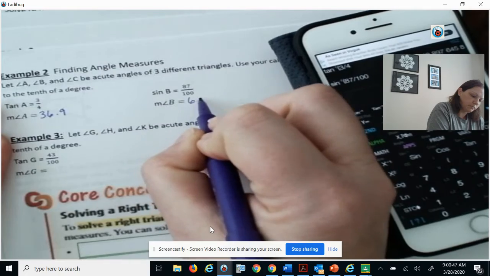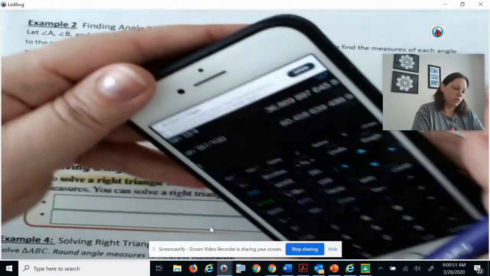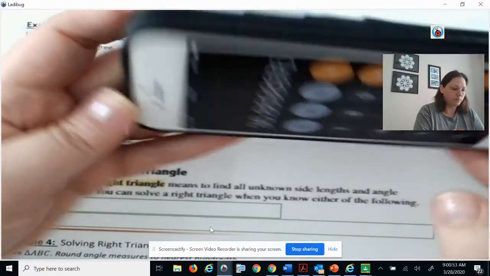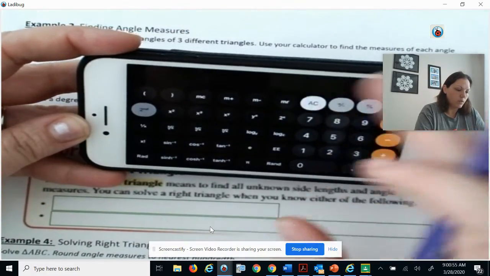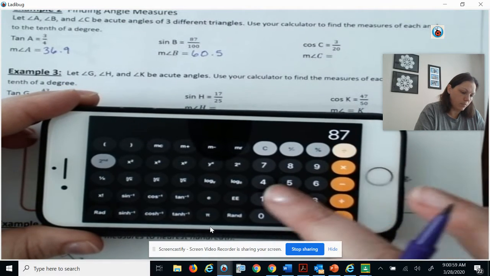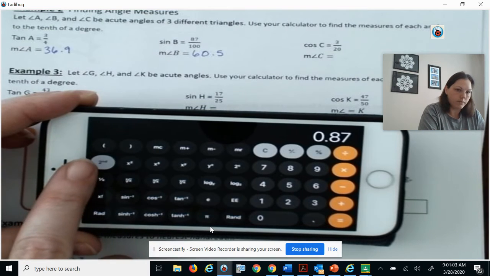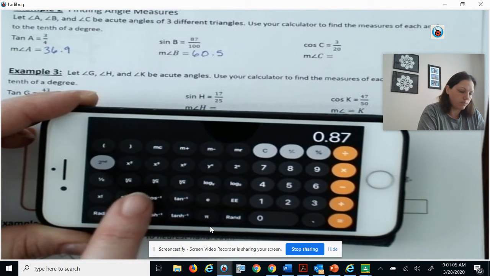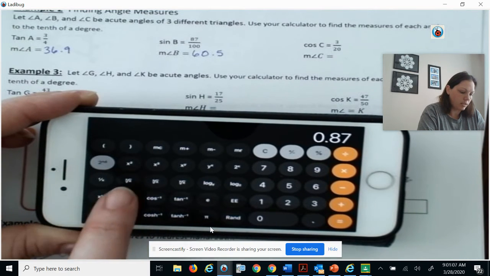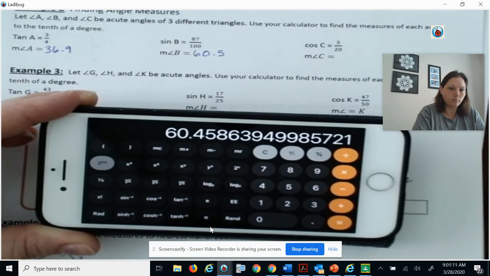If you're using your other calculator, you want to do 87 divided by 100 equals, and then you have your second button, make sure it's hit before you push the sine inverse button, and you get your same answer.